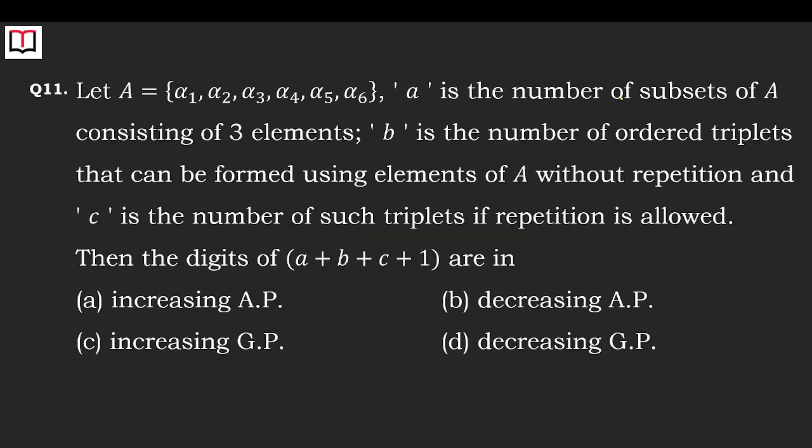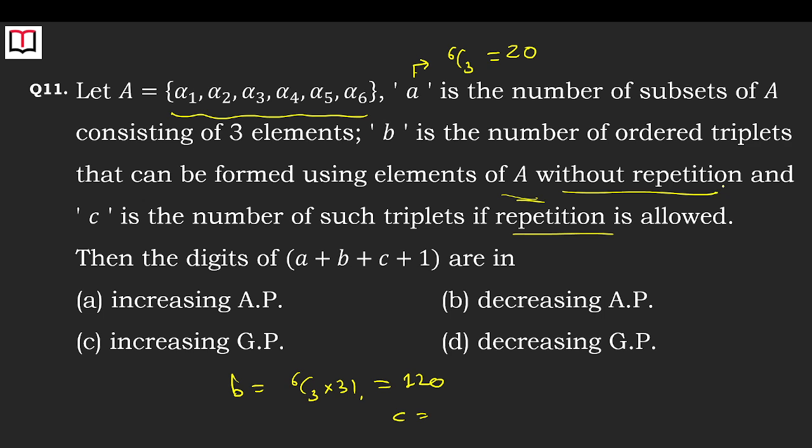So that's it. Now the next one: let A be a set. Small a is the number of subsets of A. So how much is it? It's 2 to the power 6, that is 64. B is the number of ordered triplets that can be formed using elements of A. Ordered triplet means you select and multiply by 3 factorial, so it's 120. C is the number of such triplets when repetition is allowed. Without repetition was B. Repetition allowed means you have 6 choices in all cases, so it's 216. Then add them up: 64 plus 120 plus 216 is 400. That's a very simple direct question.